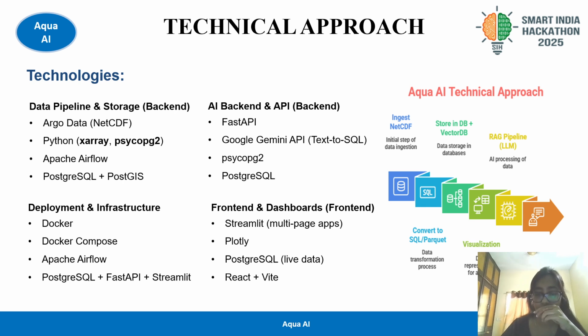For front-end and dashboards, we use Streamlit and Plotly for dashboard creation and interactive chart design, PostgreSQL for live data ingestion, and React and Vite for interactive and feasible front-end creation. For deployment infrastructure, we use Docker and Docker Compose for containerization, and Apache Airflow for automation on top of Docker. This is our technical stack.